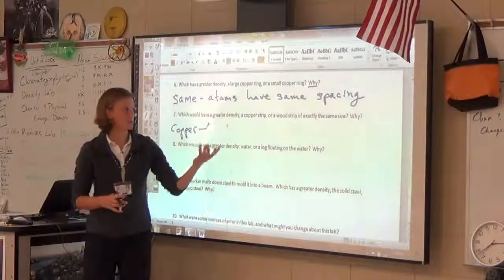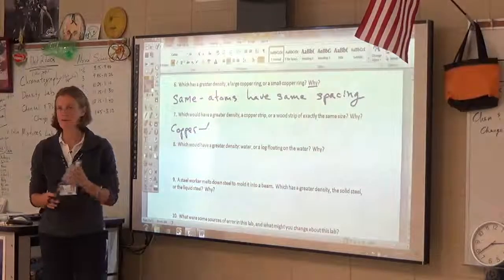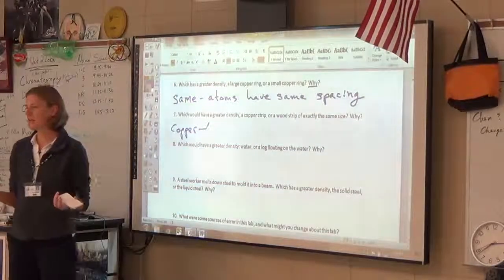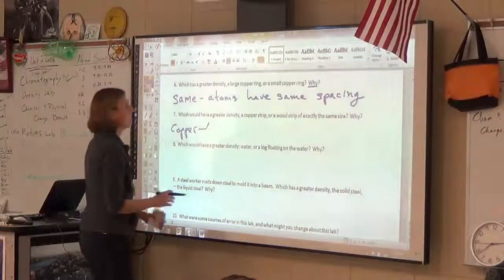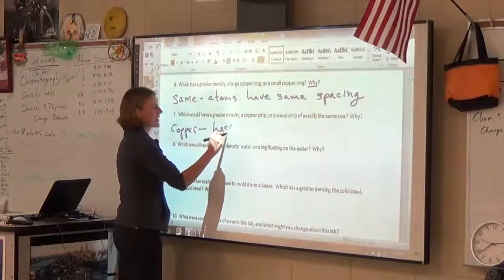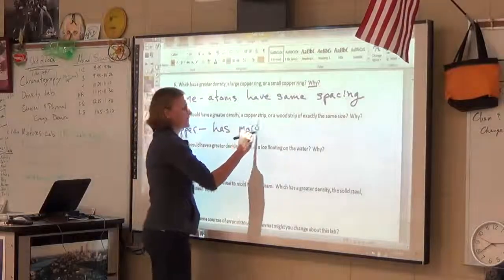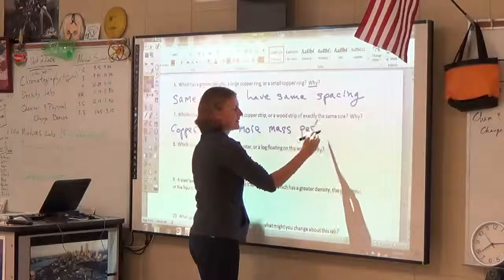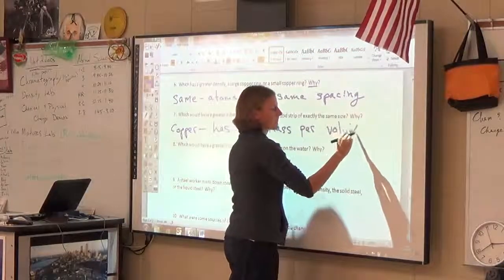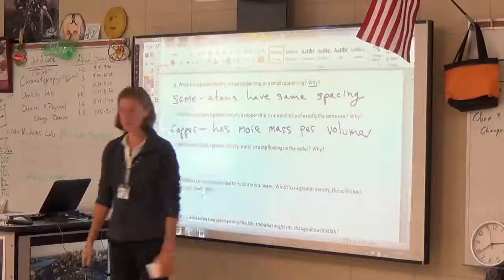Also, the atoms must be more tightly packed in copper. You can also think about what would sink and what would float. Metal is more likely to sink than wood. Copper has more mass per volume. Same volume, but more mass.